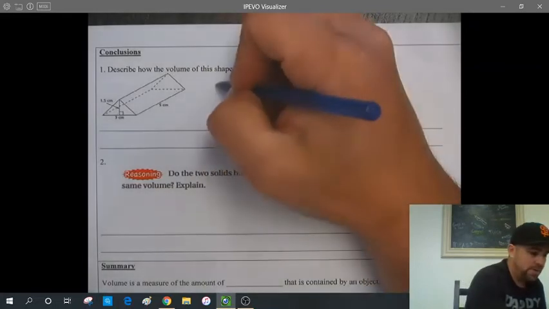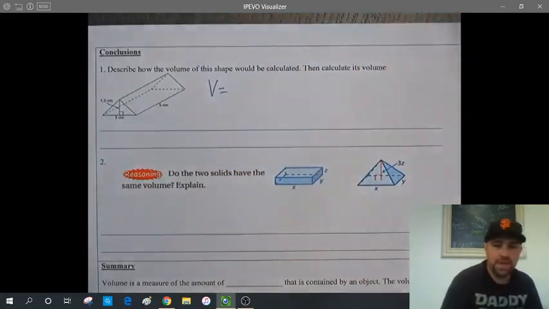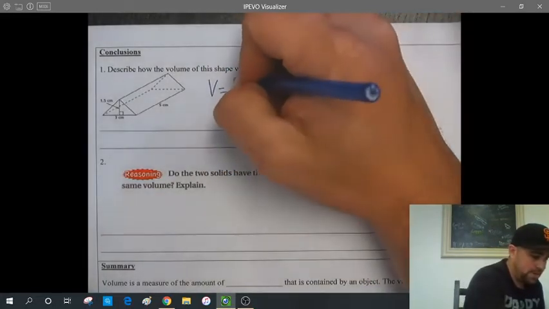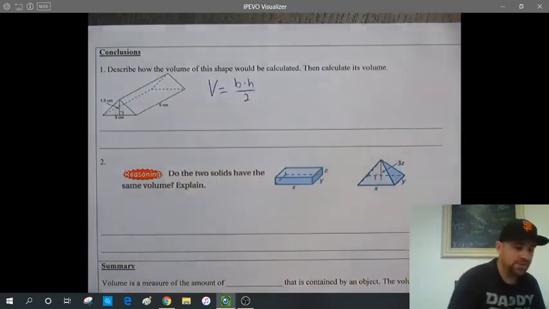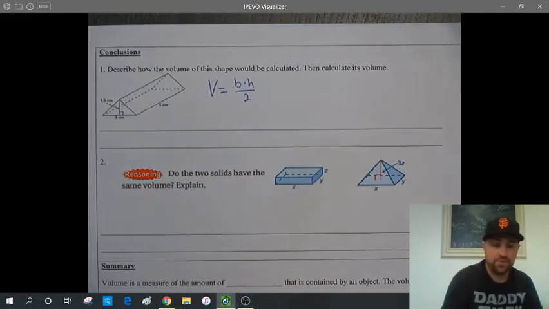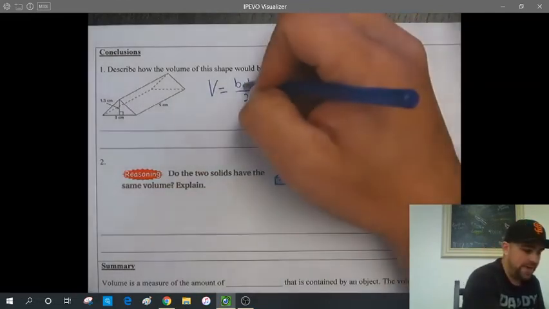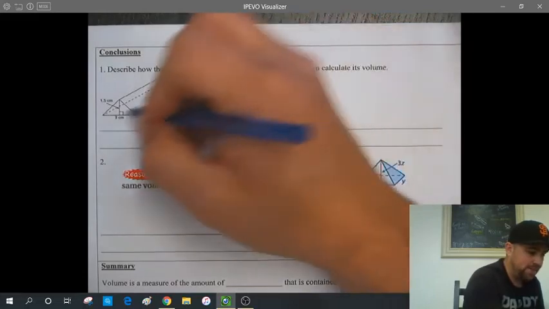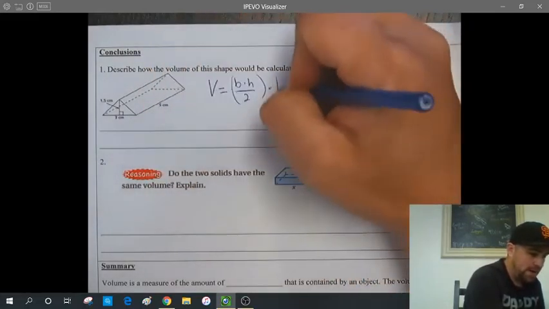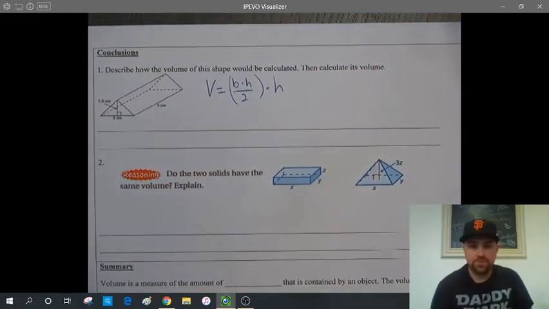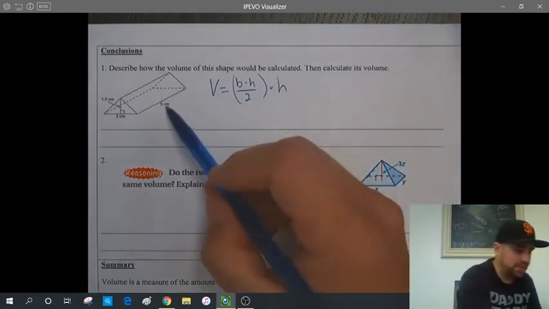So if you remember, the area of that would be base times height, and then divide by 2. Sorry, for the area. After I find that, that would give me my base area here. And then I want to multiply that by the overall height of my triangular prism, which in this case would be the 5.